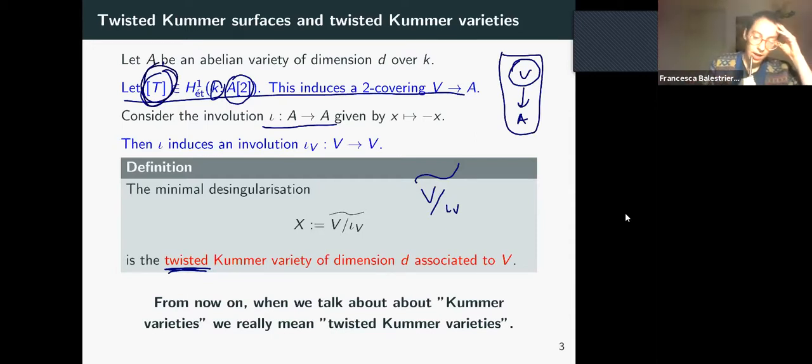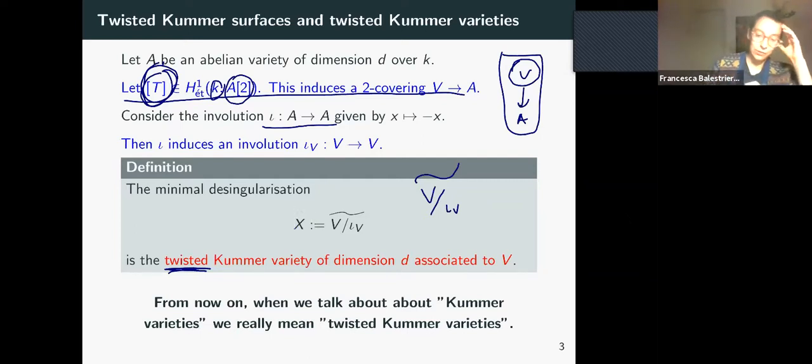Okay. And this is actually the kind of object that I want to talk about whenever I talk about Kummer varieties or Kummer surfaces. Secretly, I really mean twisted Kummer varieties and Kummer surfaces. Because now it turns out that when you twist things, it's not so clear whether this object has a rational point or not. And so what I'm going to say next will not be completely trivial and easy.